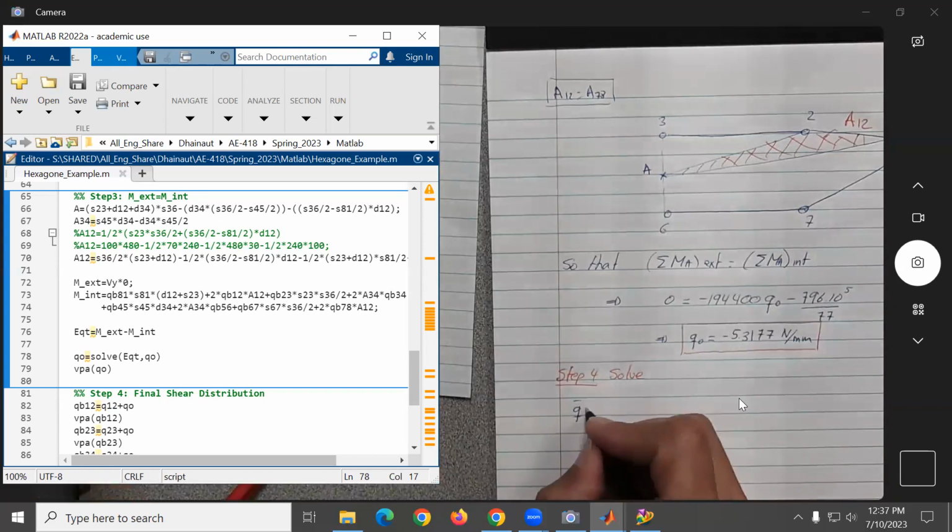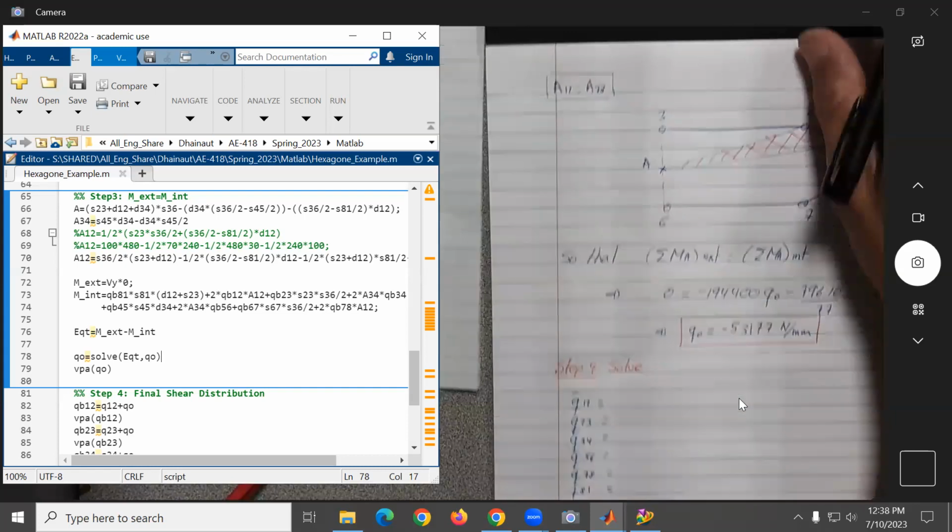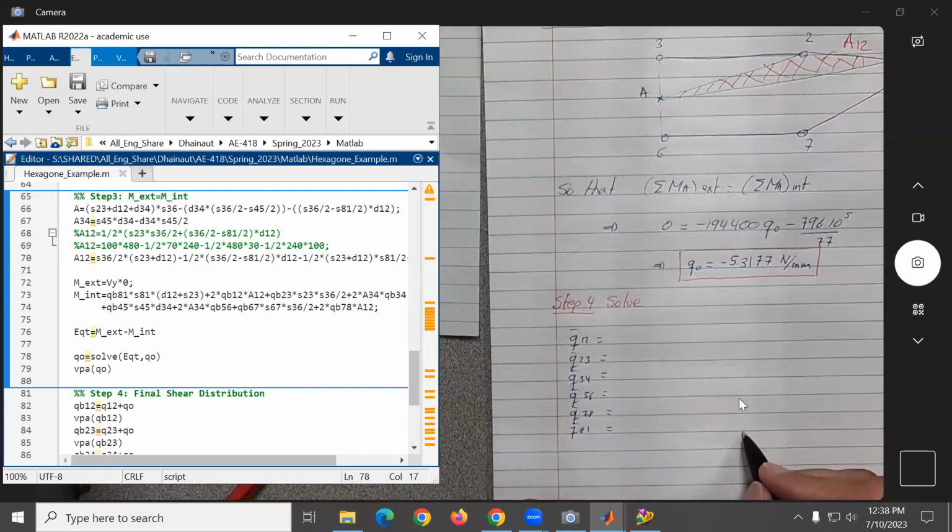So Q bar 1,2 will be equal to something, Q bar 2,3, and I get all that stuff from the MATLAB. 3,4, 5,6, 7,8, 8,1. I will put the values. Then maybe I can do some type of figure at the bottom. All right, so here we did 2. Oops, should be a straight line.